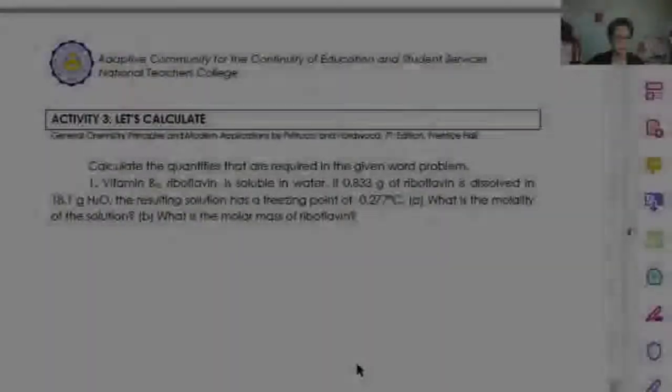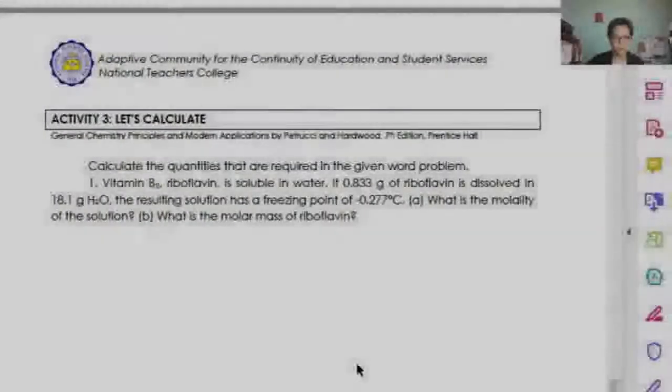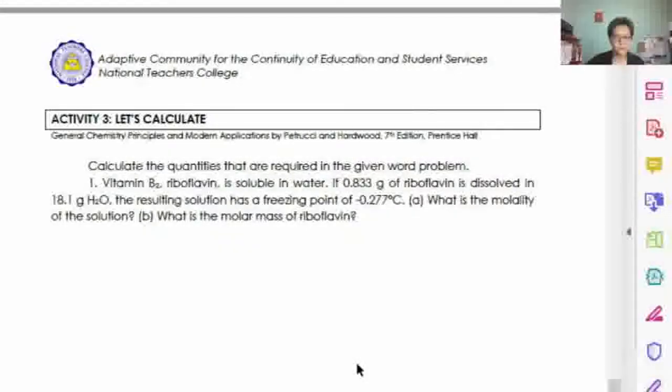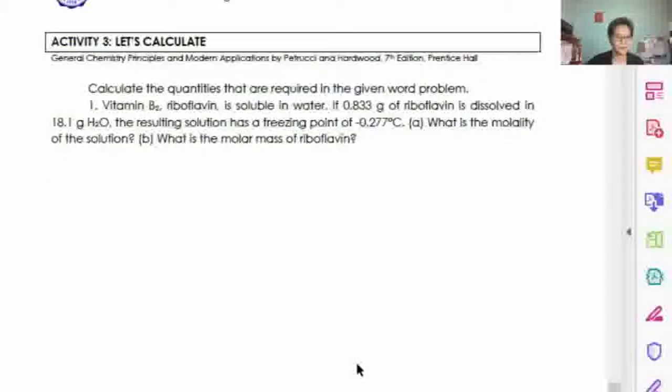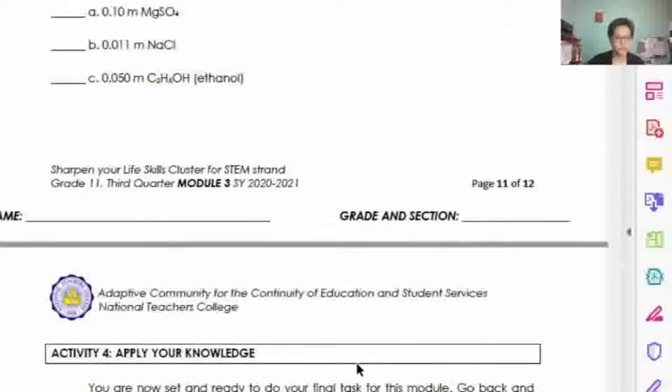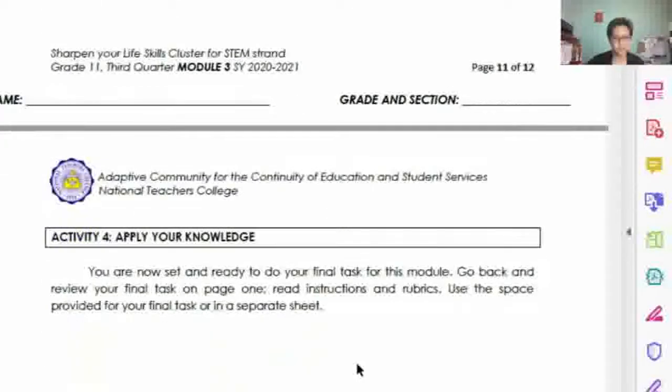Activity 3 is an application of what you have learned from the previous reading. So let's calculate. Then activity 4 will be apply your knowledge, which will be the let's prepare part, or your problem set. Again, two problems each topic, which is molality, boiling point elevation, and freezing point depression.